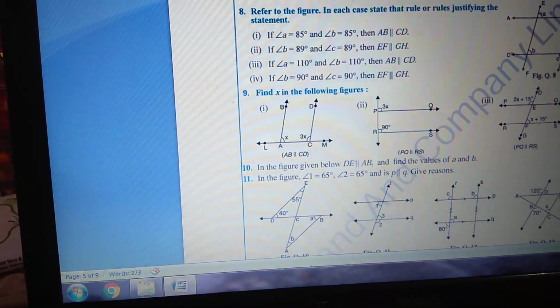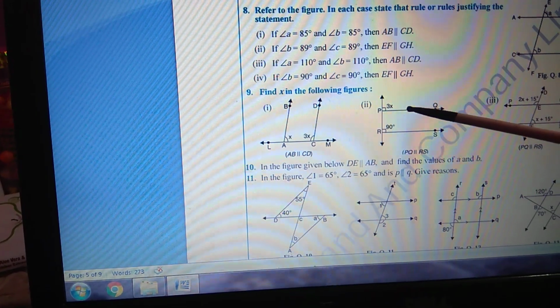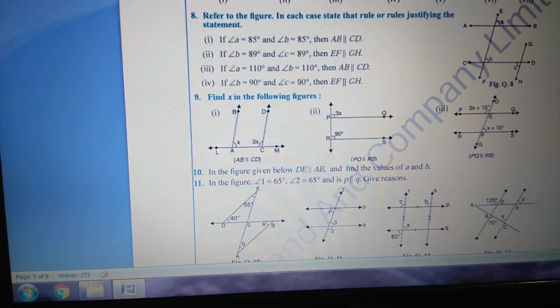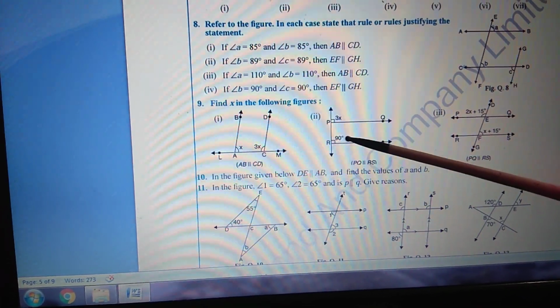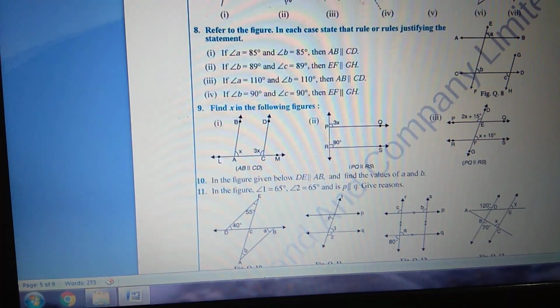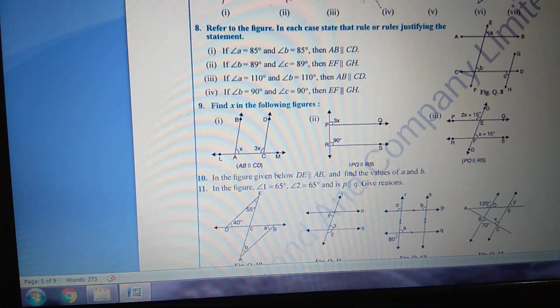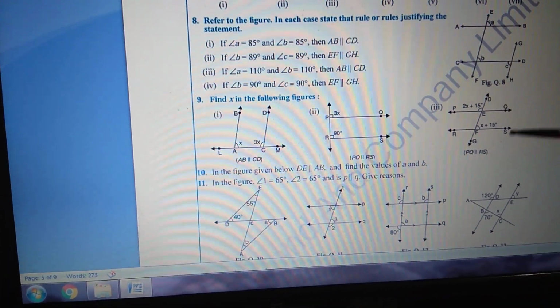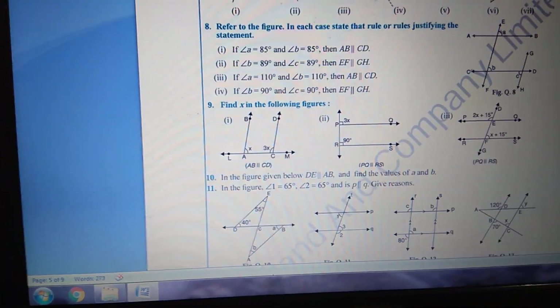In number 2, PQ and RS are parallel and this line PR is the transversal. Now look at 3x and 90. What type of angles are they? They are corresponding angles. And what is the condition for corresponding angles? They must be equal. So 3x equals 90 degree. From that you will get the value of x. I hope the explanation is clear and the students are able to solve by themselves. Now I will go to question number 9's subdivision number 3.